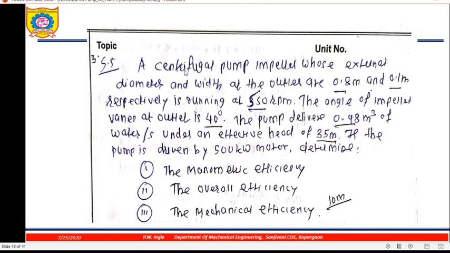So I will read the statement. A centrifugal pump impeller whose external diameter and width at outlet are 0.8 meter and 0.1 meter respectively is running at 550 rpm. The angle of impeller vanes at outlet is 40 degree. The pump delivers 0.98 meter cube of water per second under an effective head of 35 meter. If the pump is driven by 500 kilowatt motor, calculate manometric efficiency, overall efficiency and mechanical efficiency.